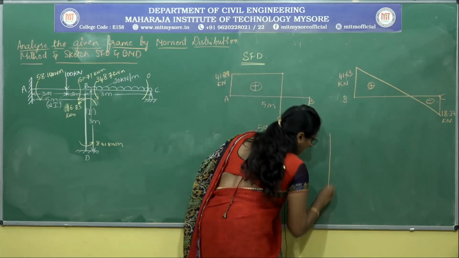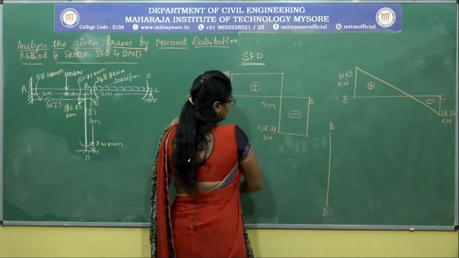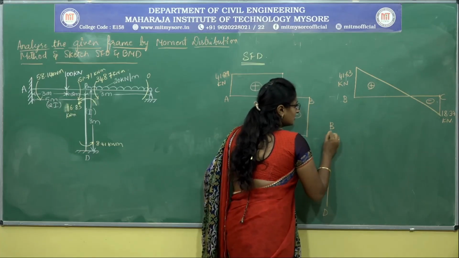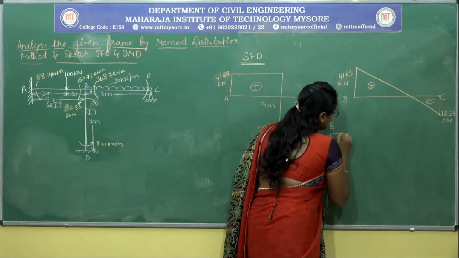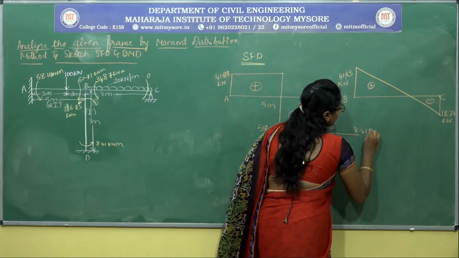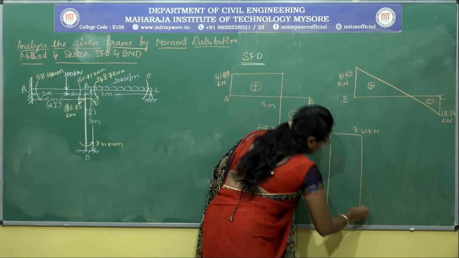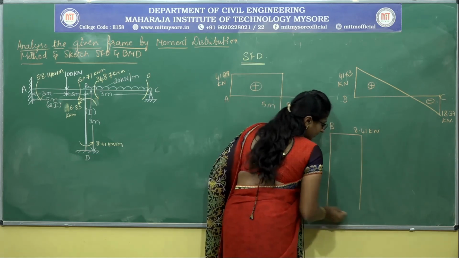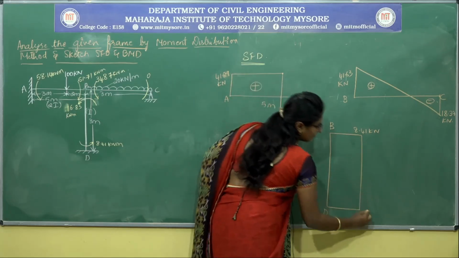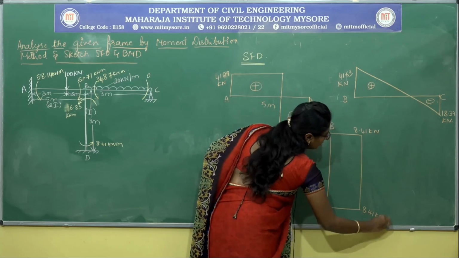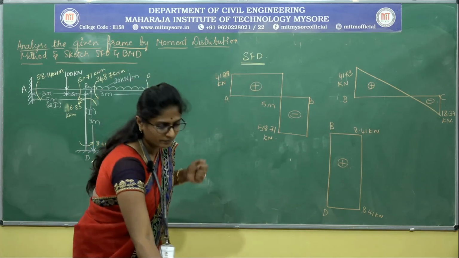Next, for span BD, the considered reaction is positive, that is, towards the right. That means we have obtained the reaction RBD is positive, so the value is 8.41 kilonewton. This is constant since there is no extra loading in between B and D. And at D, that is RDB, is minus 8.41. Therefore it is here 8.41 kilonewton. It is positive. Okay, this is the shear force diagram.